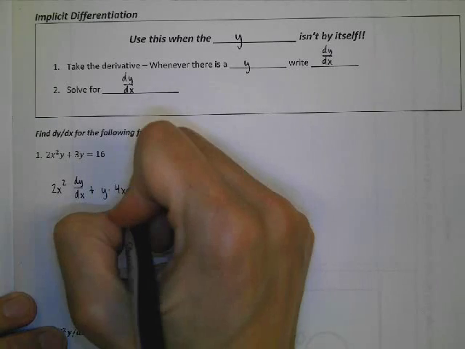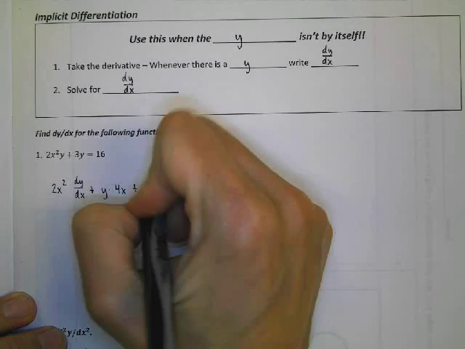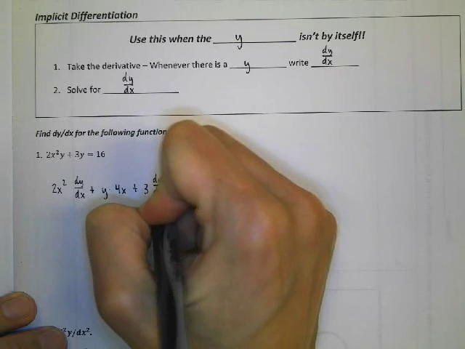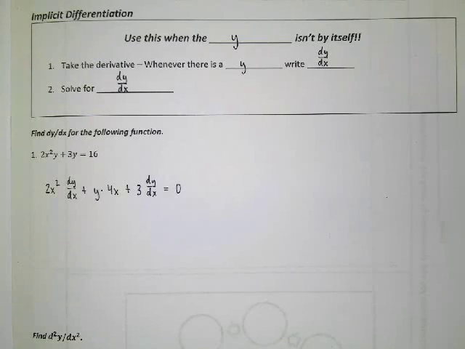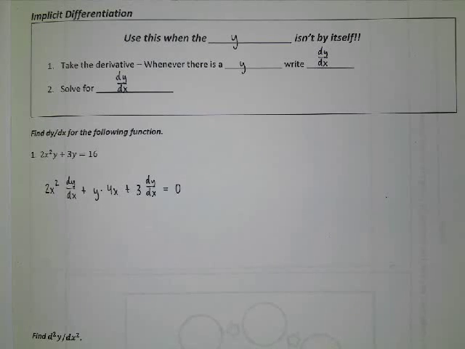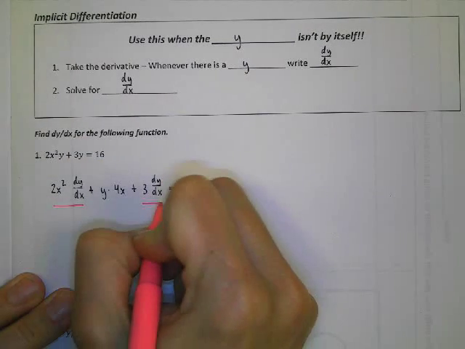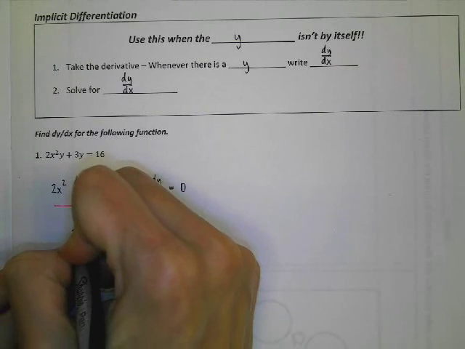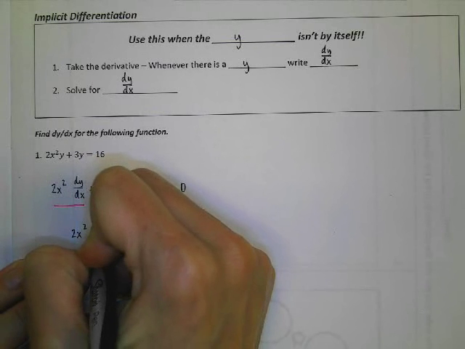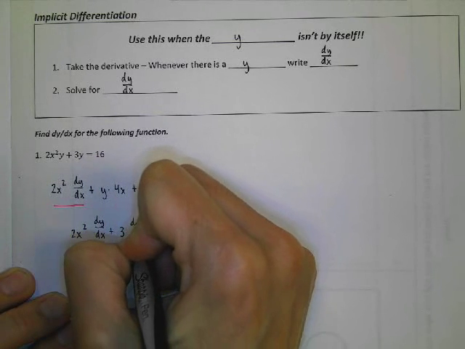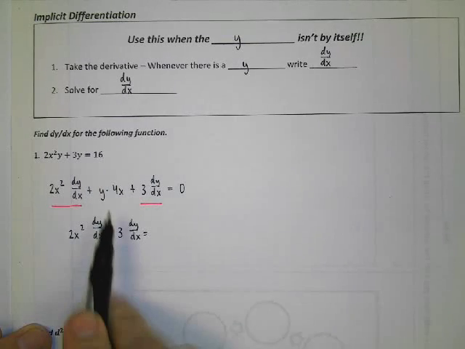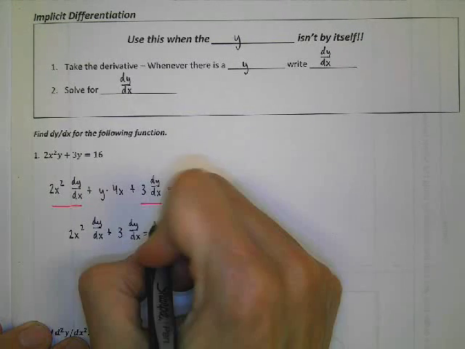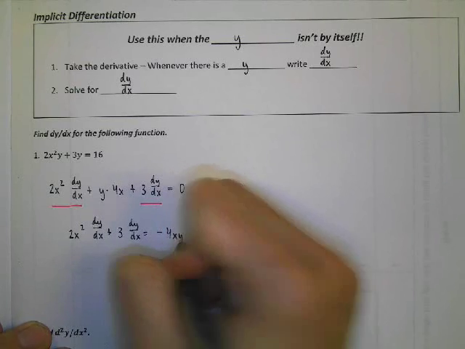Now I'm going to differentiate my 3y terms, so I have plus 3, and then I have dy dx, and that's going to be equal to 0 because the derivative of that constant 16 is just 0. So now all of my dy dx terms I'm going to keep on the left-hand side of my equation, and anything that's left over will go to the right. So I have 2x squared dy dx plus 3 dy dx is equal to, and then this term I'm going to subtract to move it over, so I have a negative 4xy.